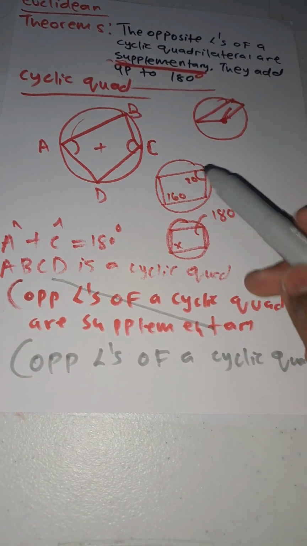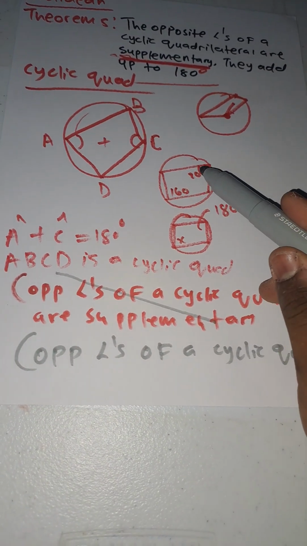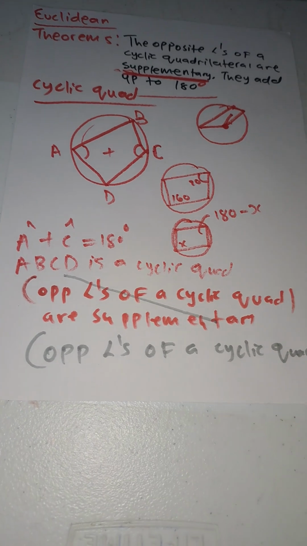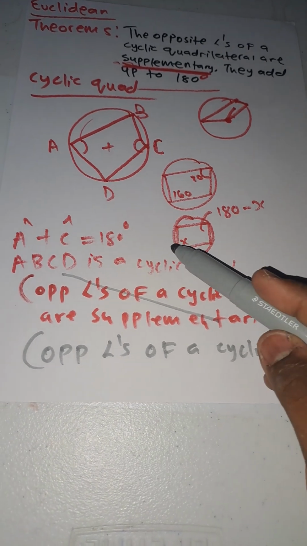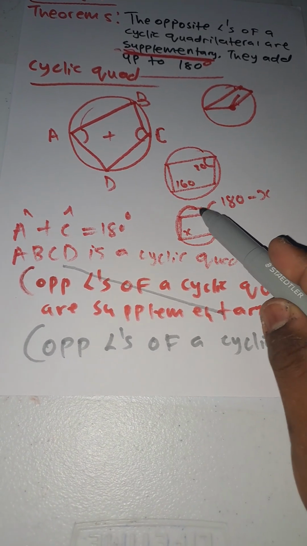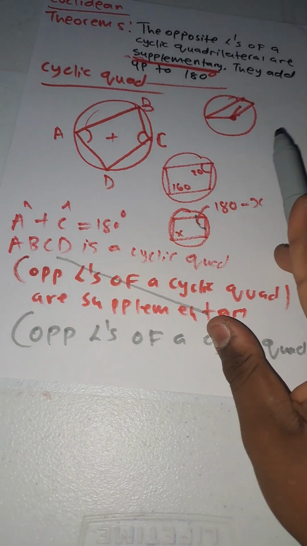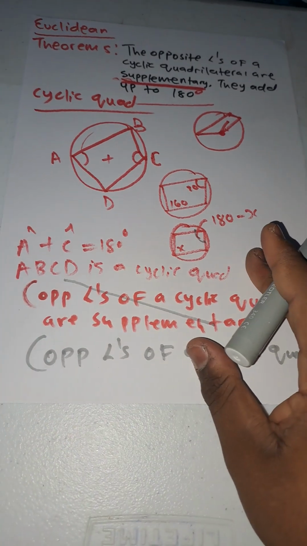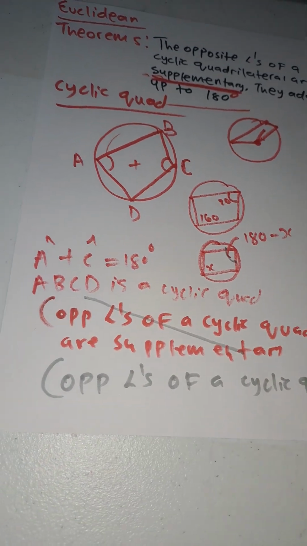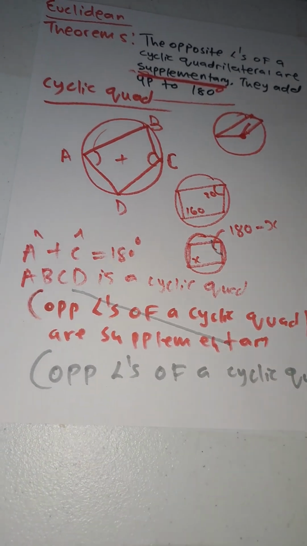And then if I have 60 here, it means the other angle is what? 120. If it is now in terms of x, if I have x here, it means the other angle is what? 180 minus x. That's how it works, because they are supplementary. They have to add up to 180. You see? So now let's go to the proofs.